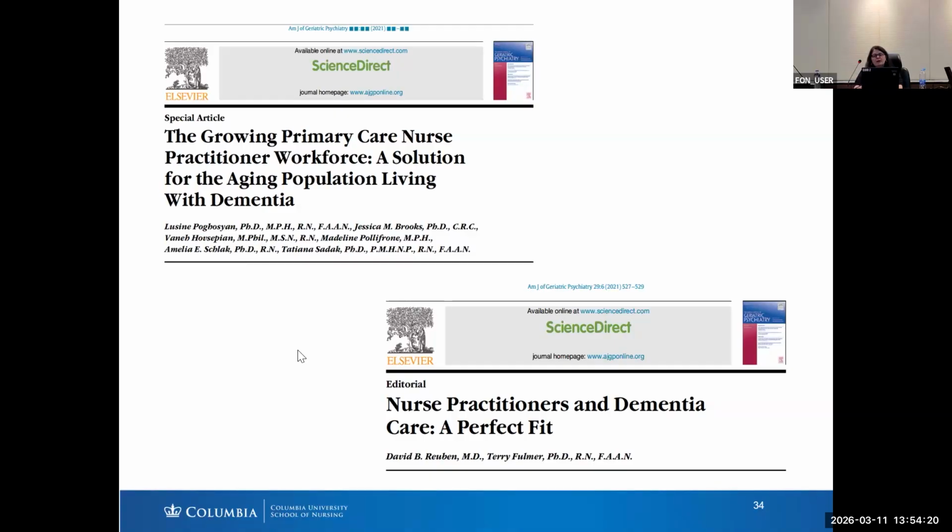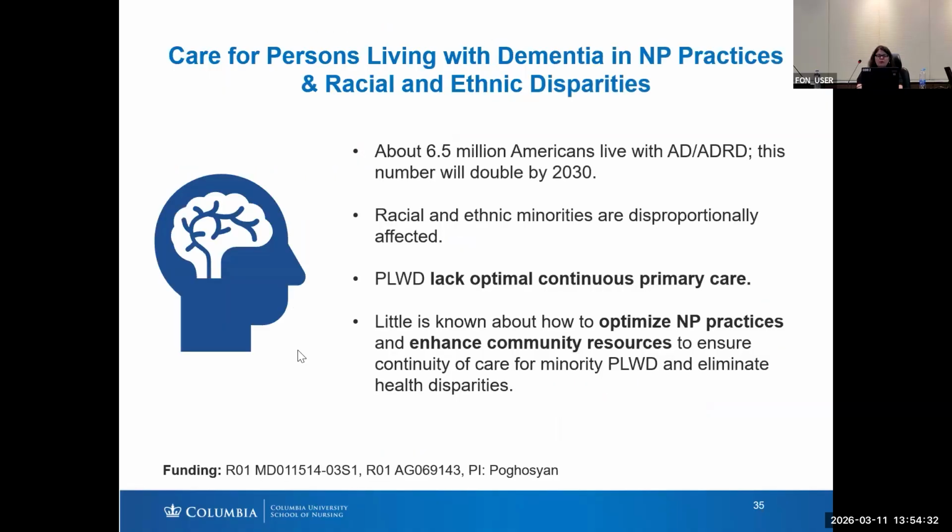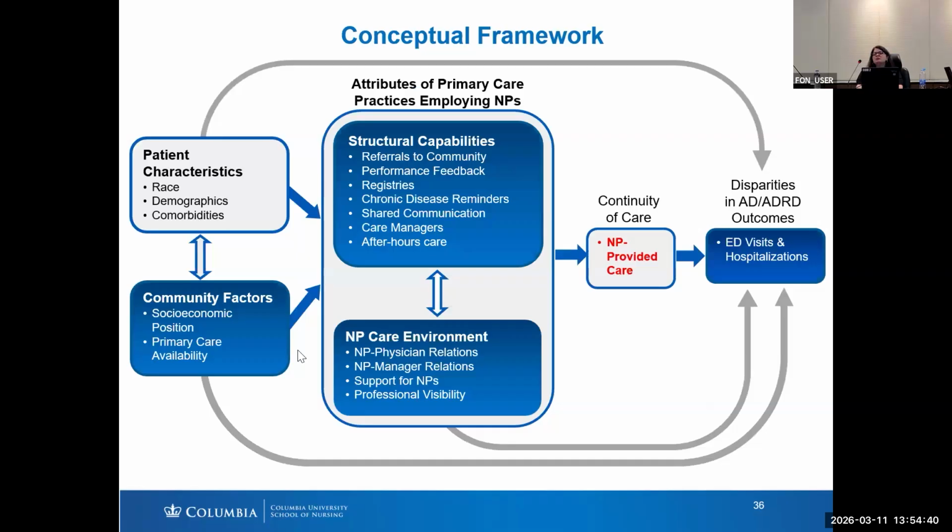We wrote a paper about it, and then another paper was written about our paper saying that the researchers are right. Nurse practitioners are a perfect fit to deliver care to patients with dementia. We know that some numbers say that about 7 million Americans live with dementia, and they do not really receive continuous care. So this is a conceptual framework that guides our study.